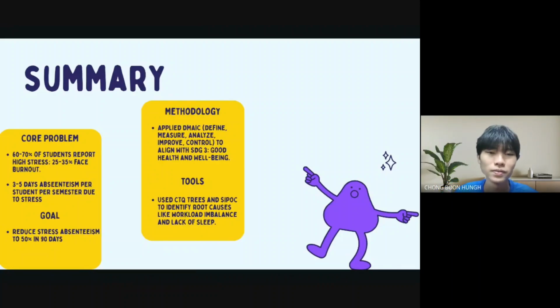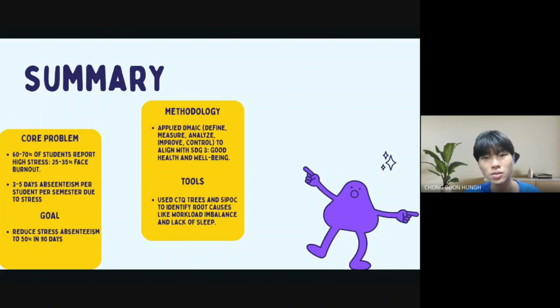The core problem of our project is the reporting that 60 to 70% of uni students are facing high stress and 25 to 35% of them face burnout. This will have a great impact on academics, which means the absenteeism for a uni student per semester due to stress usually will be 3 to 5 days, according to our data. So the main goal of our project is to reduce stress absenteeism by 50% in 90 days.